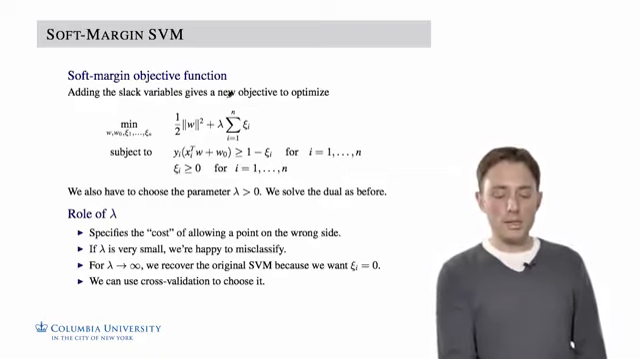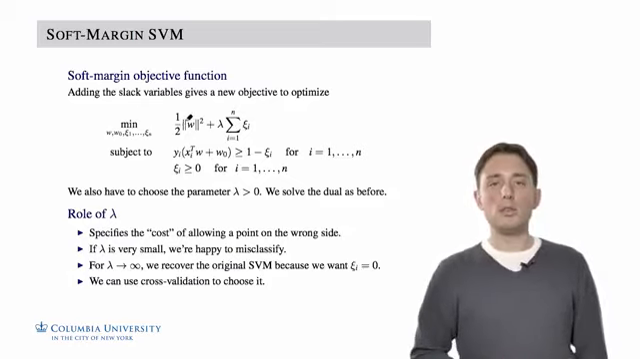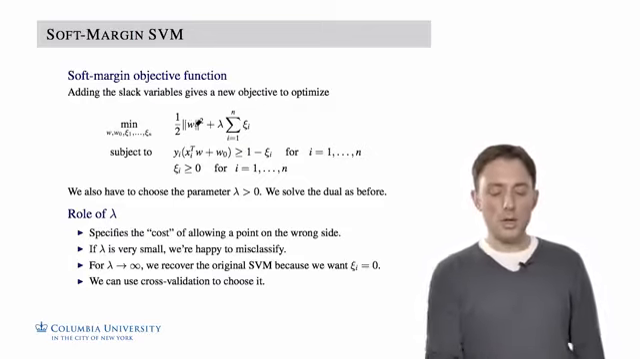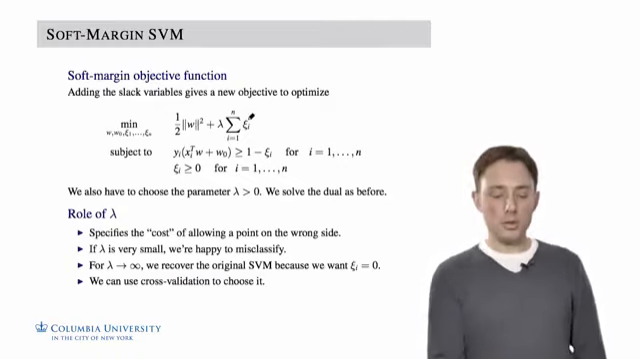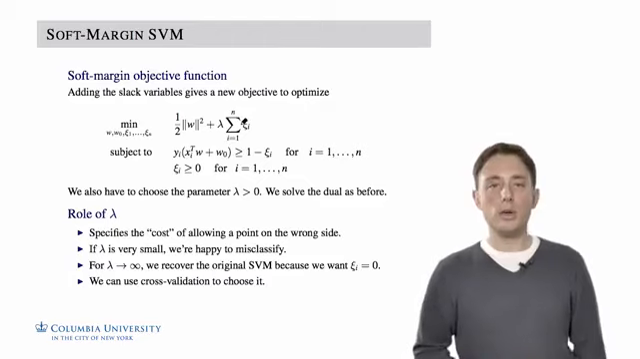And now we want to minimize the sum of these two terms. We want to minimize the L2 norm squared of the hyperplane defined by w, and we want to minimize the sum of these slack variables. So we don't want to set too many greater than 0.